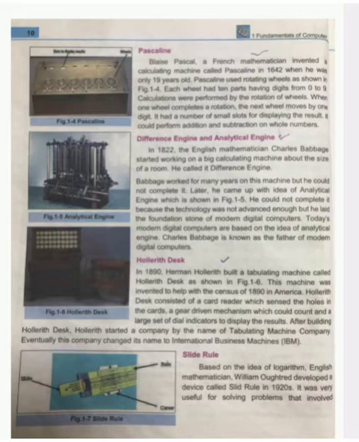Next, the difference engine and analytical engine. In 1822, the English mathematician Charles Babbage started working on a big calculating machine. It was the size of a room and took up room space. He called it the difference engine.